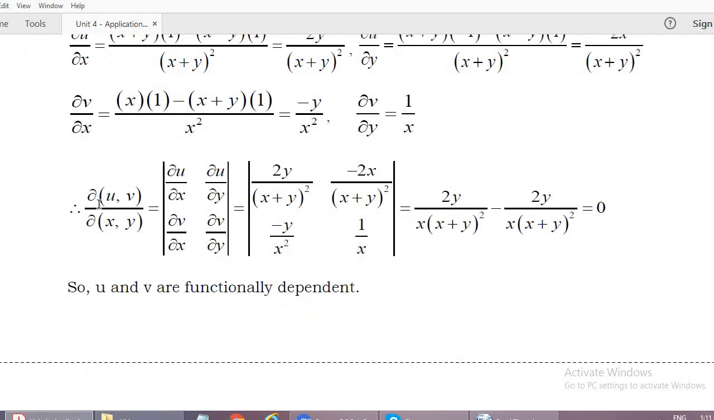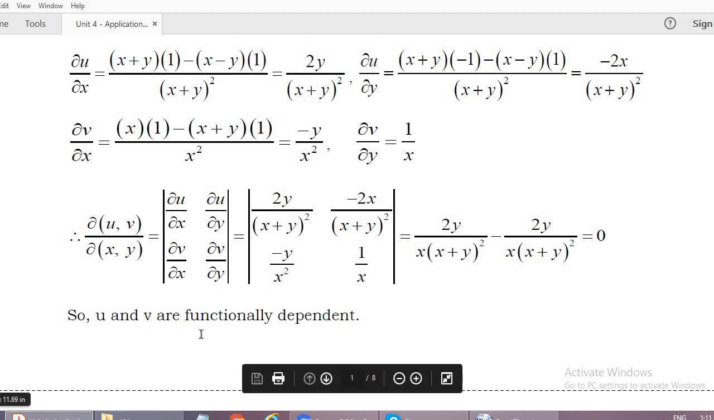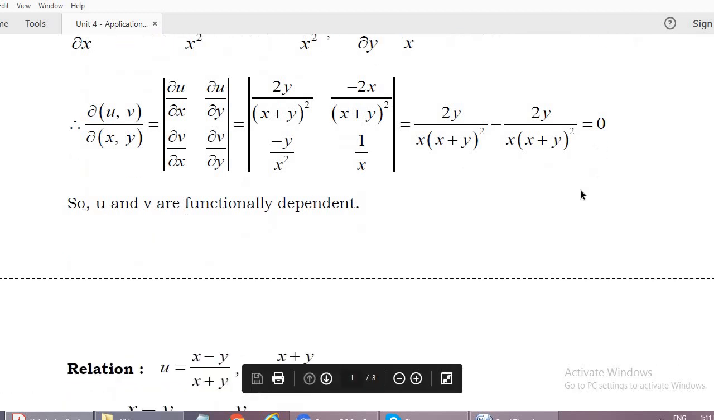This is the definition of Jacobian of u and v with respect to x and y. So ∂u/∂x, ∂u/∂y, ∂v/∂x, ∂v/∂y. Putting these expressions and simplifying, we are getting value of the determinant equal to 0. So u and v are functionally dependent.